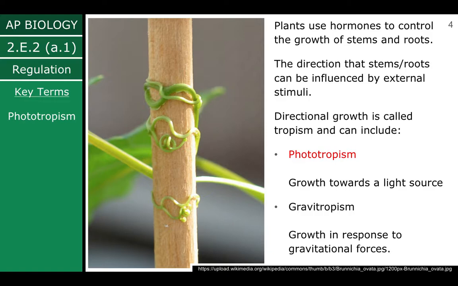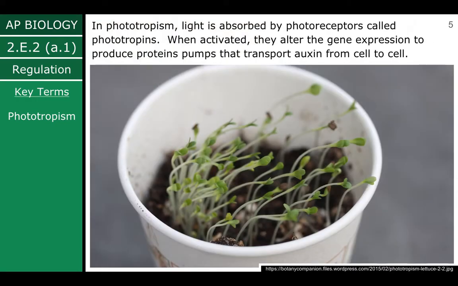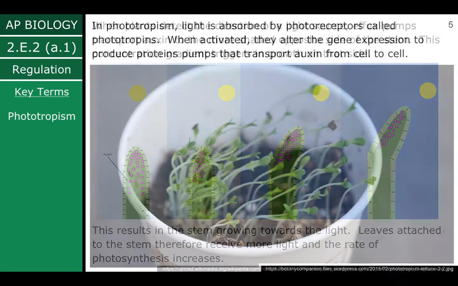Directional growth is called tropism and can include phototropism, growth towards a light source, or gravitropism, which is growth in response to gravitational forces. In phototropism, light is absorbed by photoreceptors called phototropins, and when activated, they alter the gene expression to produce protein pumps that transport oxygen from cell to cell.